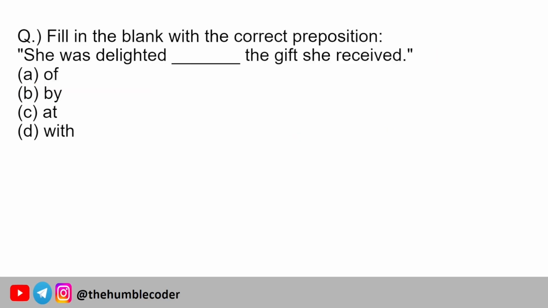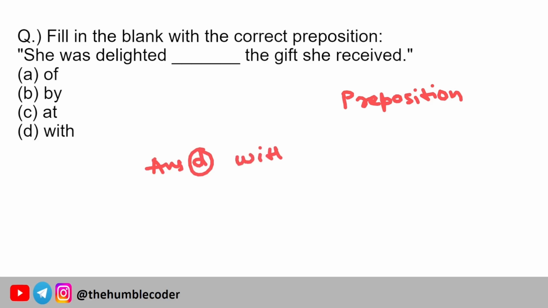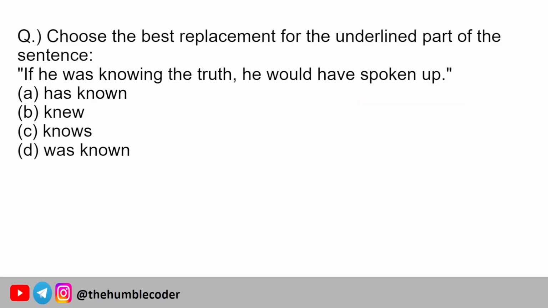Moving on to the next question, which is from the topic preposition. The question is to fill in the blank with the correct preposition. The sentence that we have is, she was delighted dash the gift she received. The options are of, by, at, with. The correct answer is option number D, that is, she was delighted with the gift that she has received. So the correct answer is with. Moving on to the next question now.